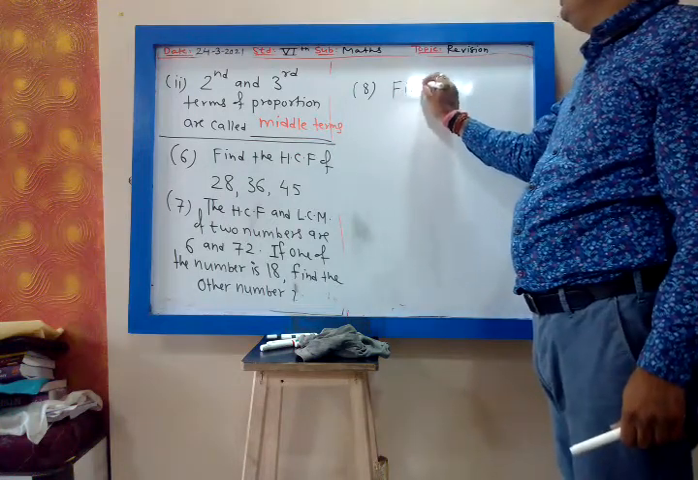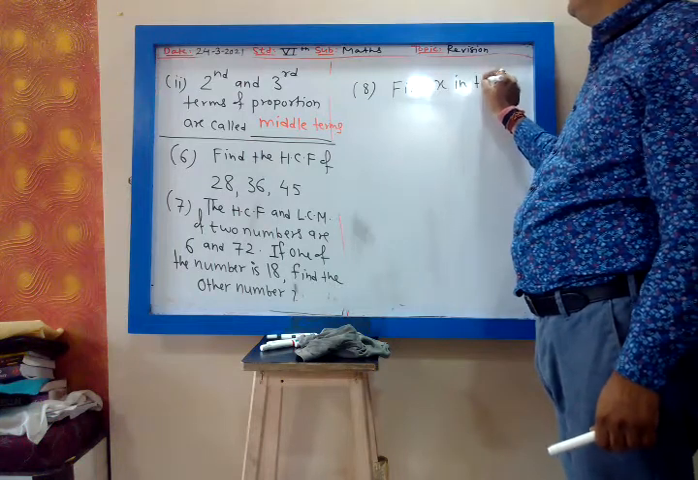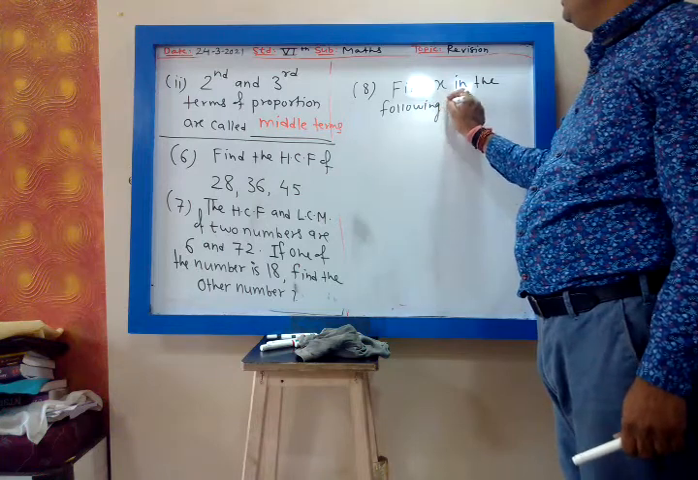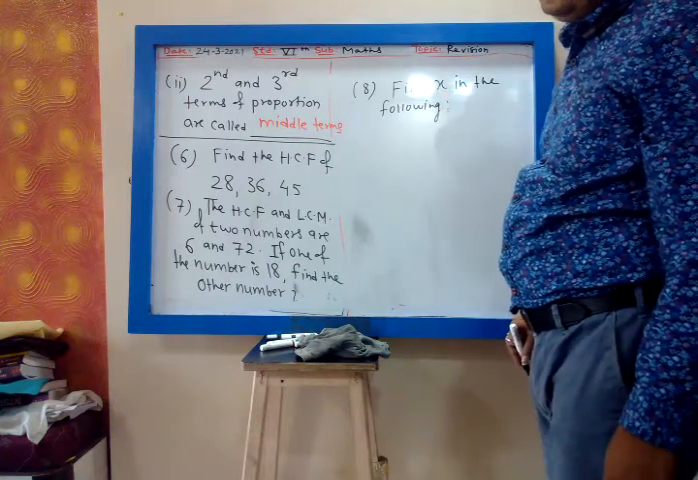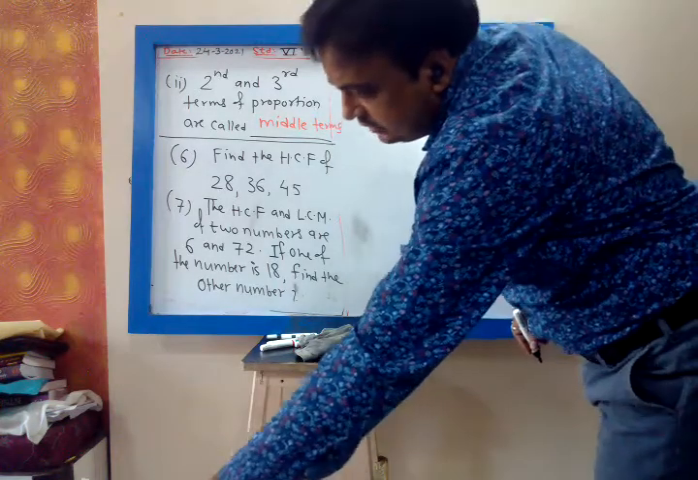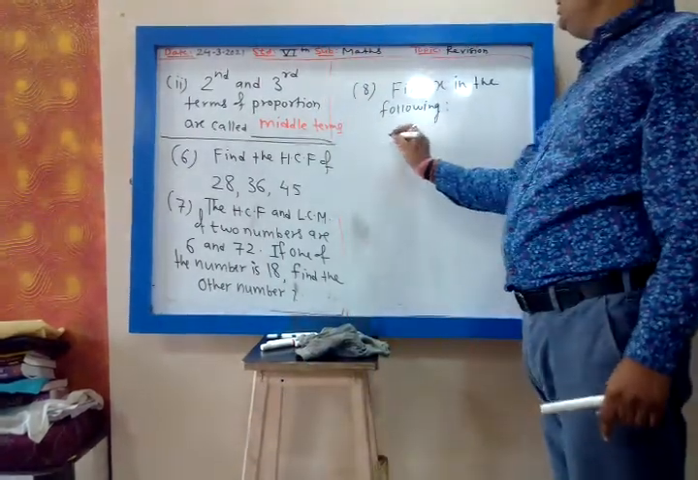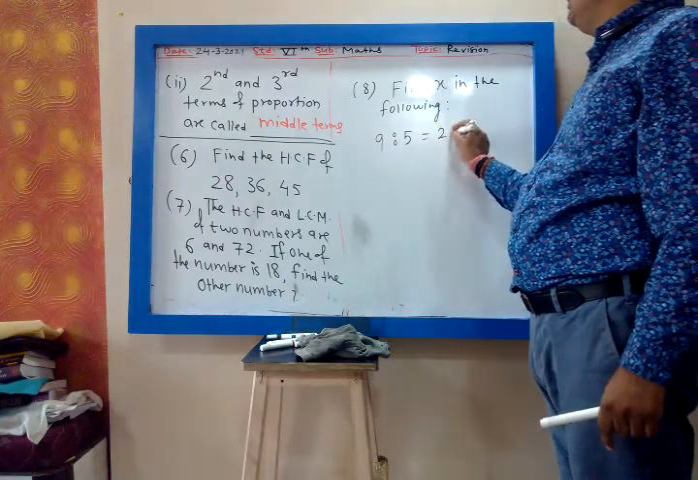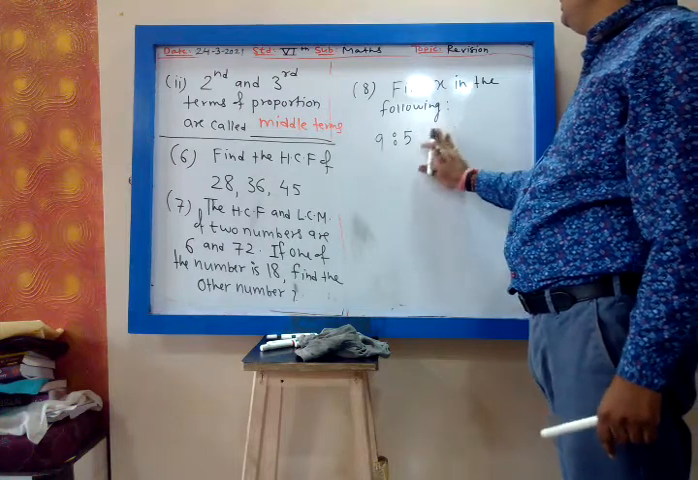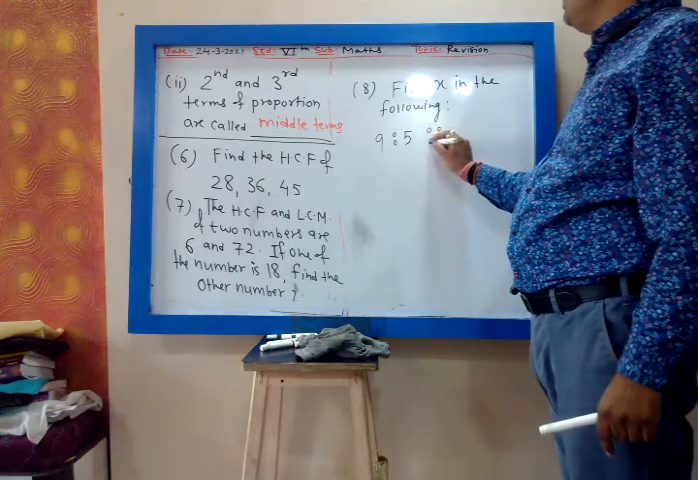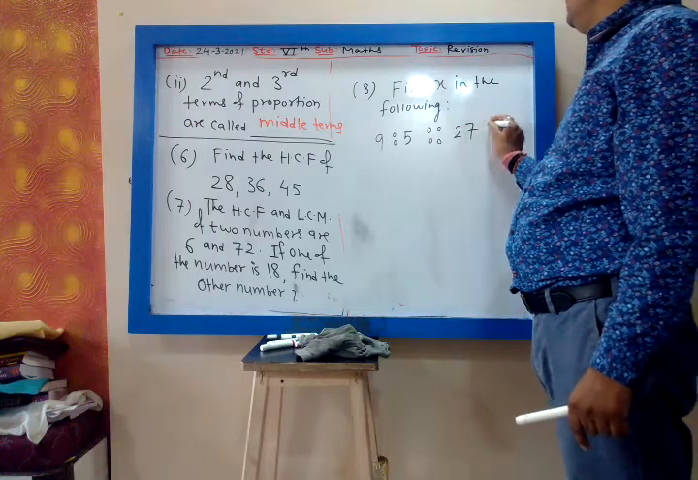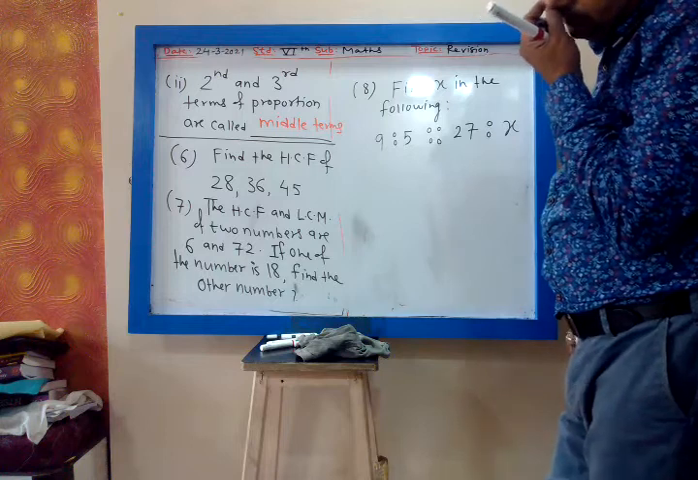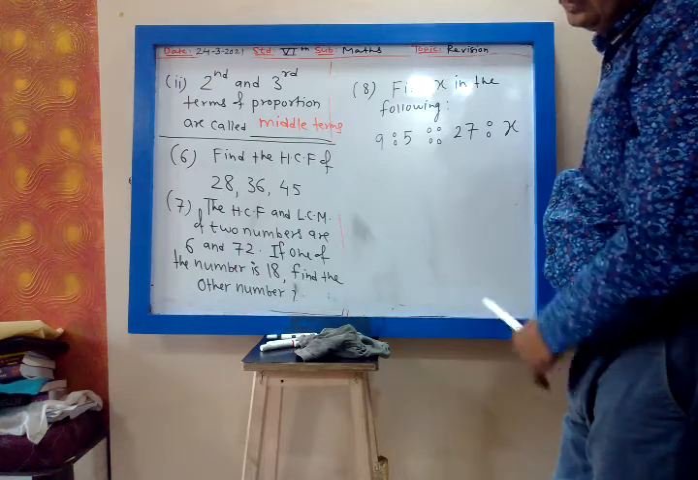Find x in the following. This is from proportion. Find 9:5 :: 27:x. 9:5, then 4 dots. 4 dots means equal to 27:x. Start finding.